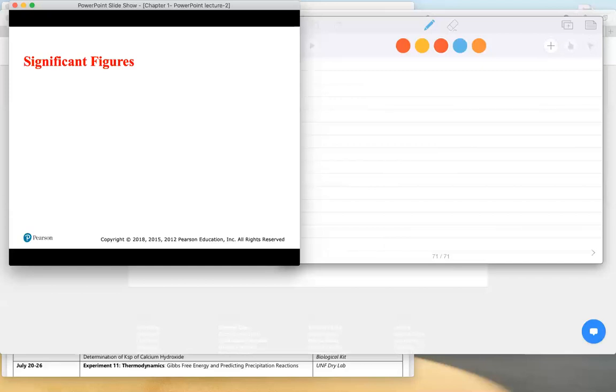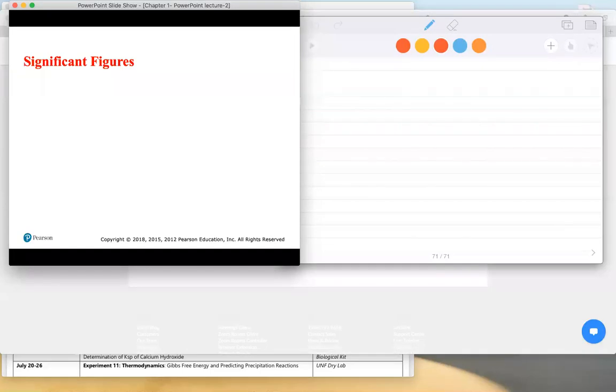Let's look at significant figures real quick. We have about 29 minutes. Significant figures: when we say significant figures, they are important figures or digits. Sometimes we call it digits, used to express a measurement.